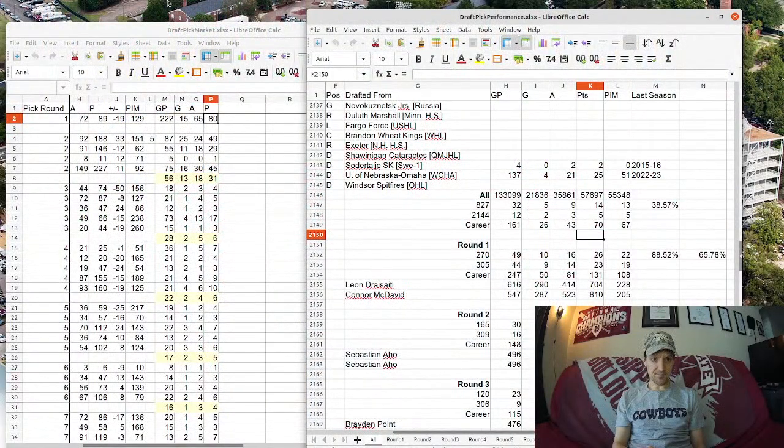Give me a brief moment to pull up the stuff from the previous streams. Draft picks. Cool. We'll put this here and this here. Okay, so I can share screen.